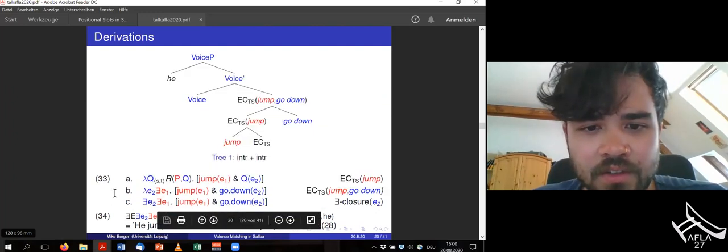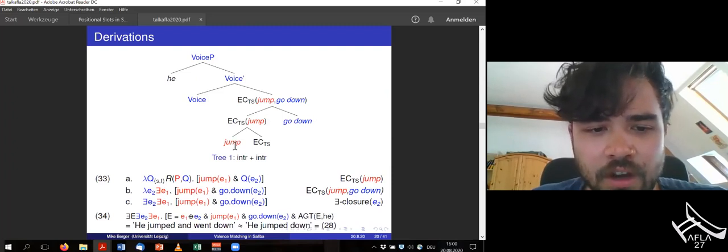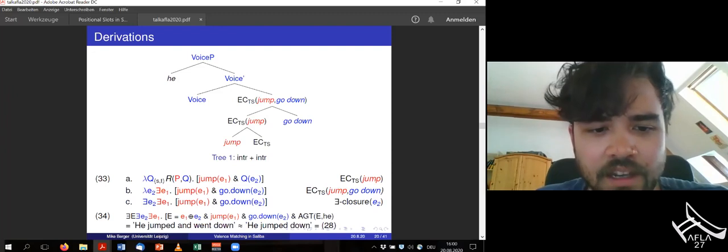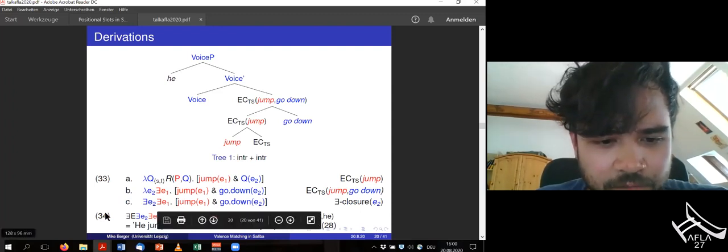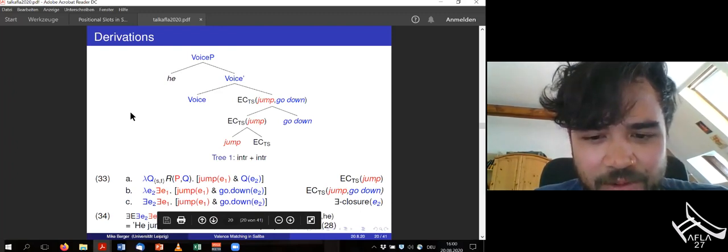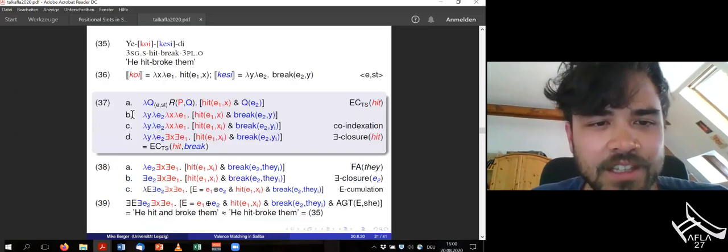Okay. So this slide basically repeats the most important steps in the derivation I just gave you. So we started with jump, and then we combine it with the operator ECTS, and then we combine it with go down. This gives us 33B, and then we do existential closure because we don't have any individual arguments left. This gives us 33C, and this in turn gives us 34, he jumped and went down, which roughly translates to he jumped down. That was an intransitive example.